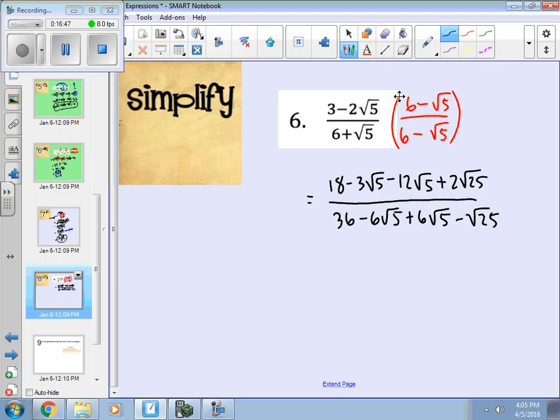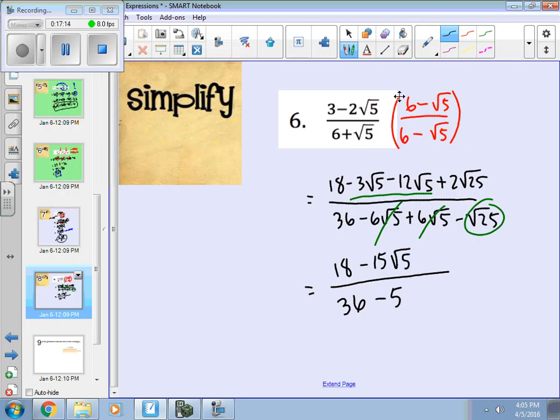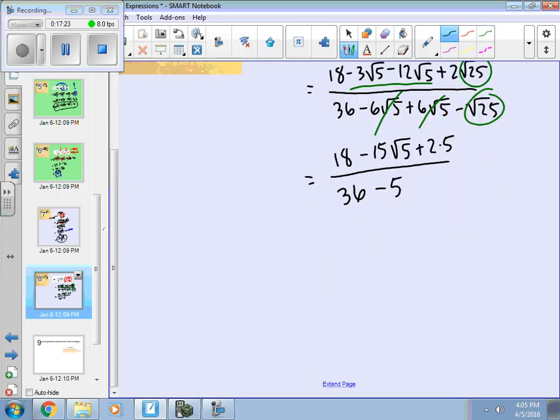Okay, now we want to simplify. Right away you should see those cancel. Okay, so we got 36, and we know square root of 25 here is the same as 5. On top, we got some simplifying we can also do here. These are like radicals, so we can add those together. Negative 3 minus 12 is negative 15 square roots of 5. Also, we know 25 here is also one that simplifies. So we got plus 2 times 5. Okay, simplifying further, we can do 2 times 5. 2 times 5 is 10.